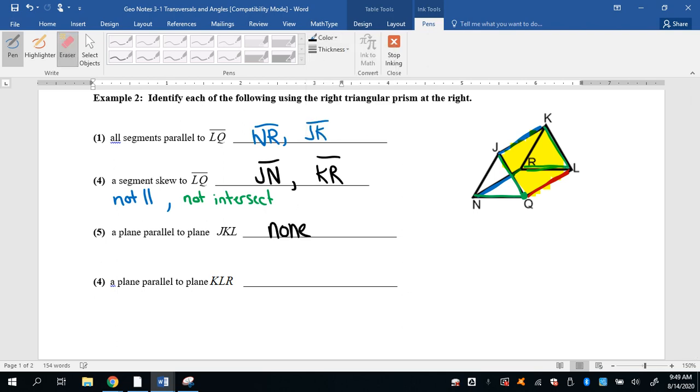And last one, a plane parallel to plane KLR. I'm going to erase what we have first. Here we go. And then I will highlight this new plane.